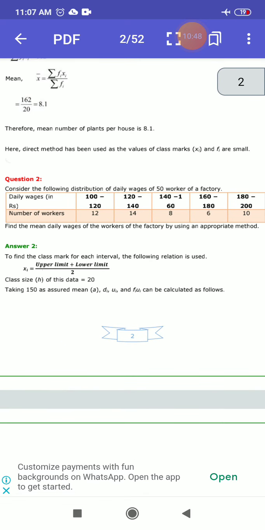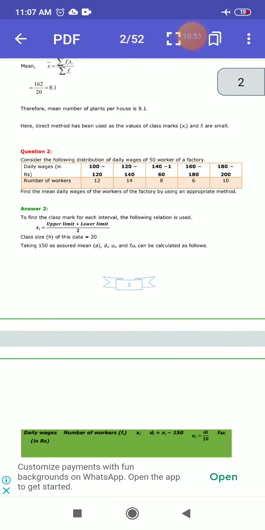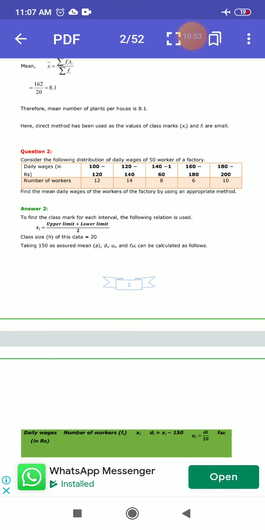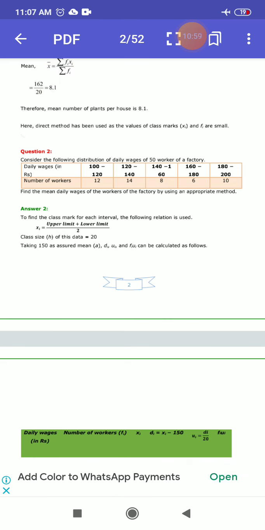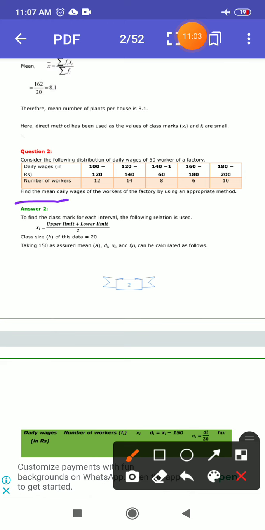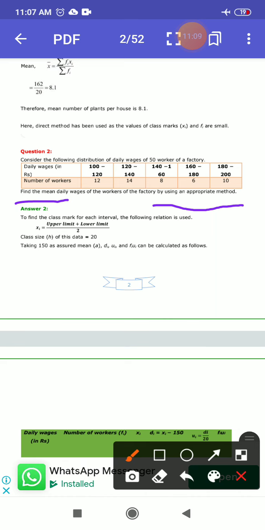तो ये आपका next question है। Okay, this is your next question. Consider the following distribution of a day's wages of the 50 workers of a factory, and then after you have to calculate the mean. Okay, calculate the mean by using the appropriate method.